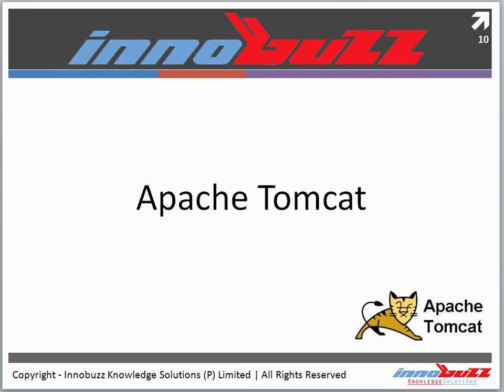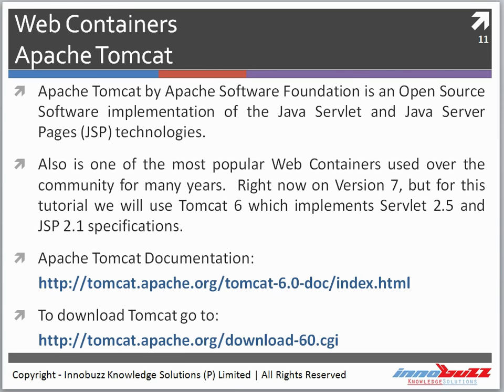Apache Tomcat. Tomcat is an open source software implementation of the servlet and JSP technologies. These specifications are developed under the Java Community Process. Tomcat is developed in an open source and participatory environment and released under the Apache License version 2. Version 6 implements Servlet 2.5 and JSP 2.1 specifications.